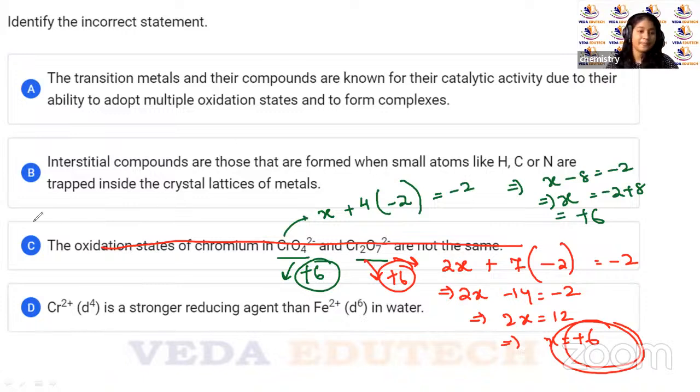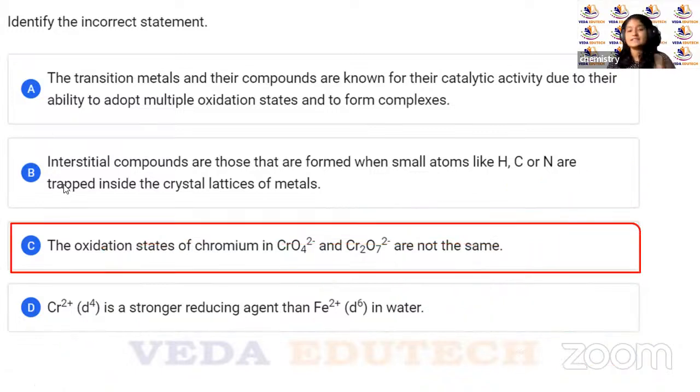Yes. Okay. Next thing. We are going to discuss the last one also. It is saying Cr2+ is a stronger reducing agent as compared to Fe2+ in water. We'll analyze this statement. We'll see the correct answer first. The incorrect statement is this one, but we'll analyze the last statement also.